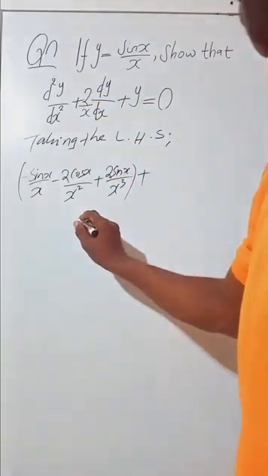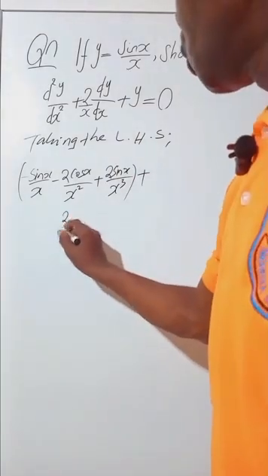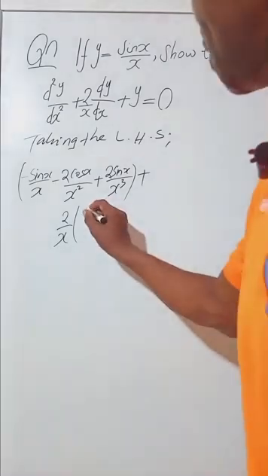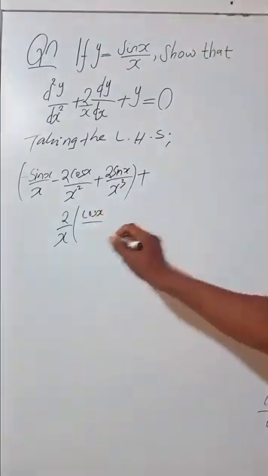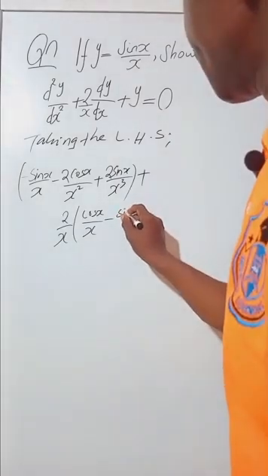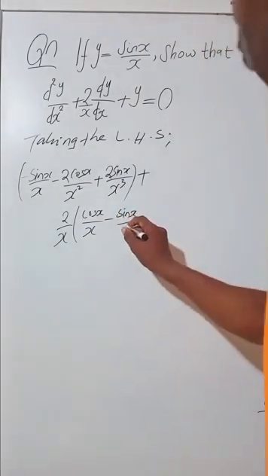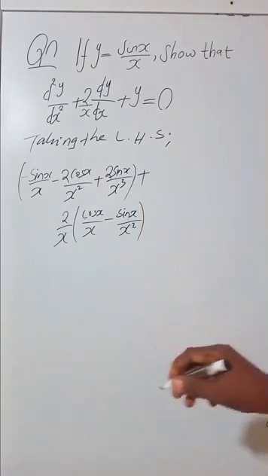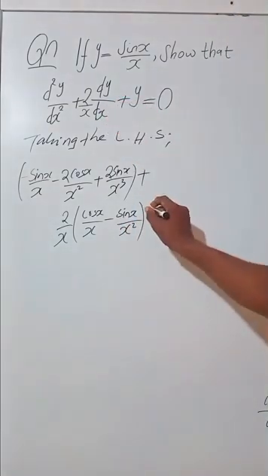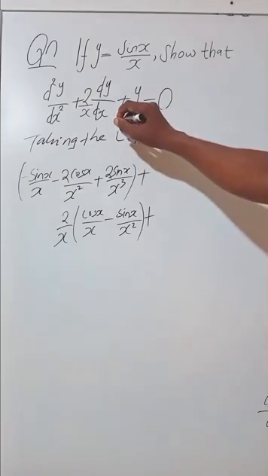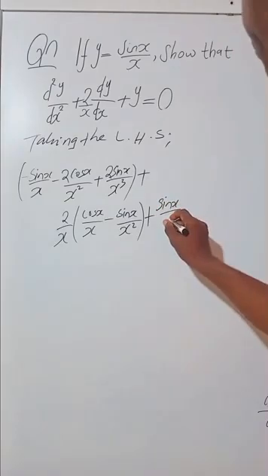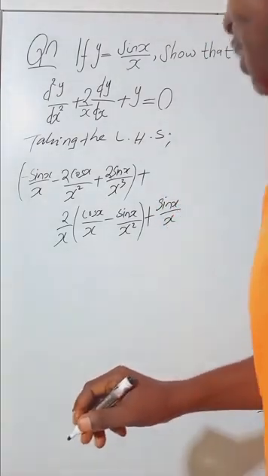So let me put it here so you can see it clearly. There is 2 over x. Then our first derivative, we got cos x over x, then minus sine x over x squared. This is our dy dx. Then we're supposed to add y. What is our y? Y is sine x over x. Okay, now let's simplify.